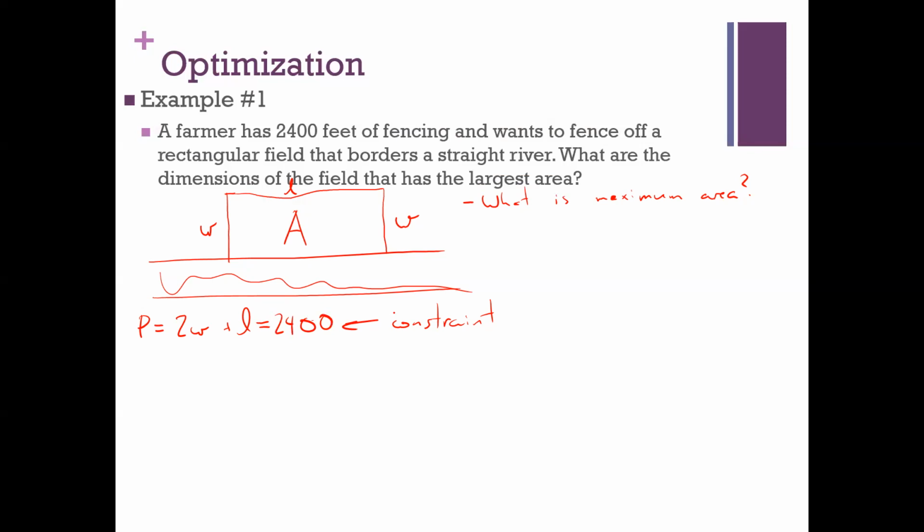What am I really trying to maximize though? How can I talk about the area? Or how would I calculate that here? Just length times width, right? Does that change given the fact that I have one side of this backing up to a river? No. Okay, so here's what I have. I have my constraint equation, and I have the thing I'm trying to optimize. So basically, I'm looking at this area, and I really want to find its maximum.